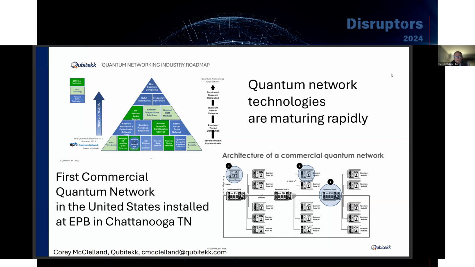And from a technology maturing perspective, basically the bottom line of this pyramid is where we are at EPB. And as new technologies are developed, including quantum repeaters and quantum memory, then we'll be able to expand that network and the distance of the network as well. At some point, EPB wants to be a node on the quantum-enabled internet of the future. That's a real quick rundown of where we are and what we've been doing.